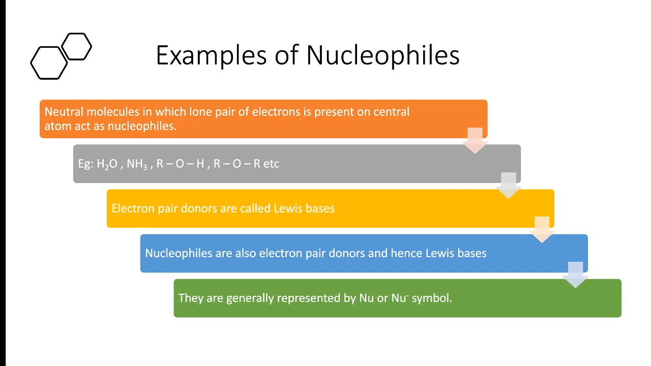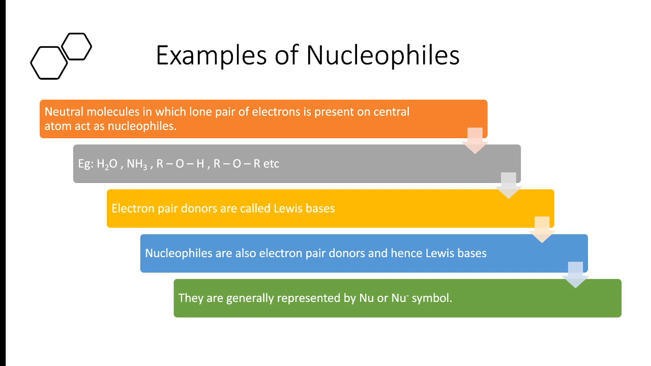So these are all the neutral molecules in which the central atom possesses either one or more than one lone pairs of electrons. Because of that reason, these molecules act as nucleophiles. So what are all the examples we said? Water molecule, ammonia molecule, alcohols, ethers, etc. They act as nucleophiles, which are neutral molecules with lone pairs of electrons.